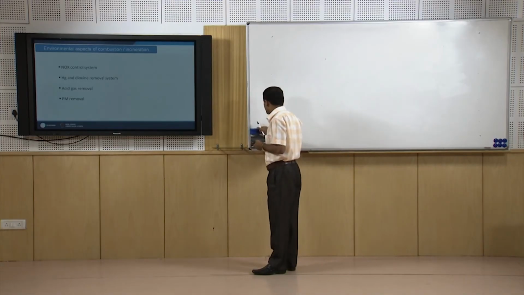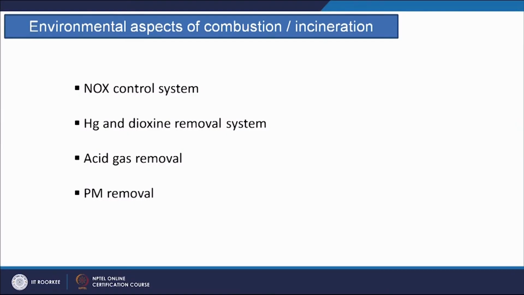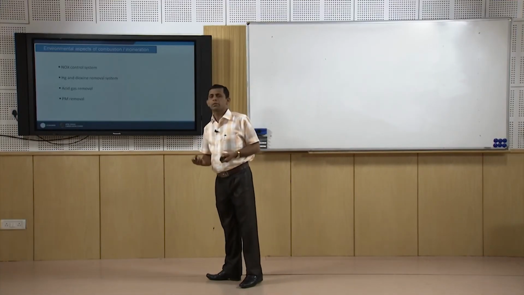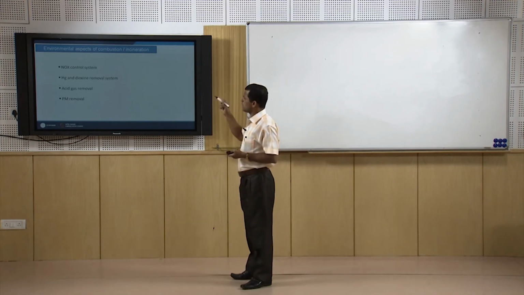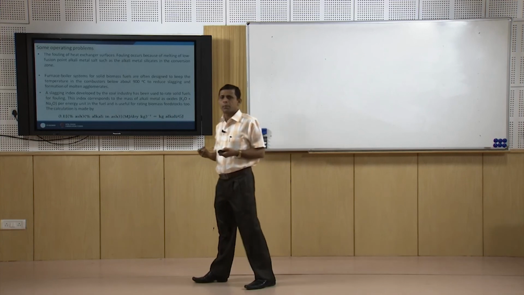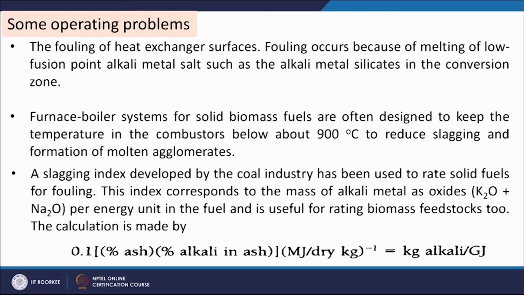So, as per the flow sheet, after the boiler we have the flue gas cleanup sections: NOx, mercury removal, dioxin removal, acid removal and particulate matter removal are required, and we will discuss these things in another chapter, another module. We will now discuss some operational problems which are experienced during the operation of these incinerators.